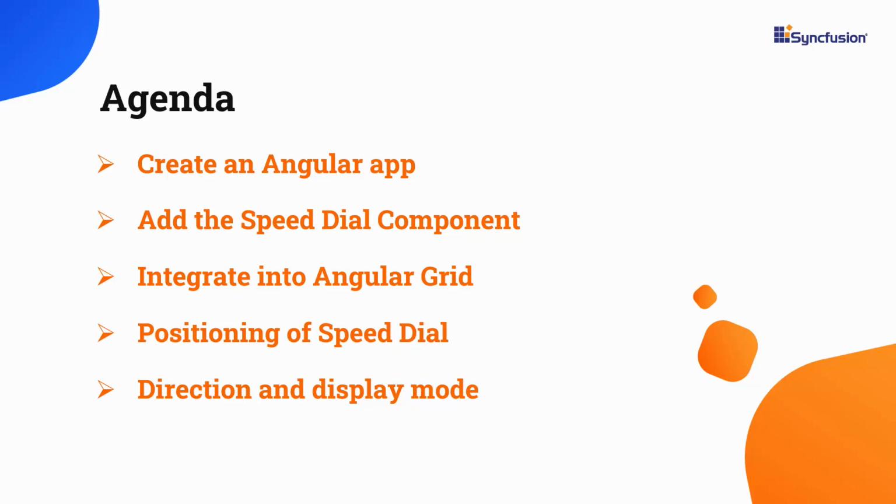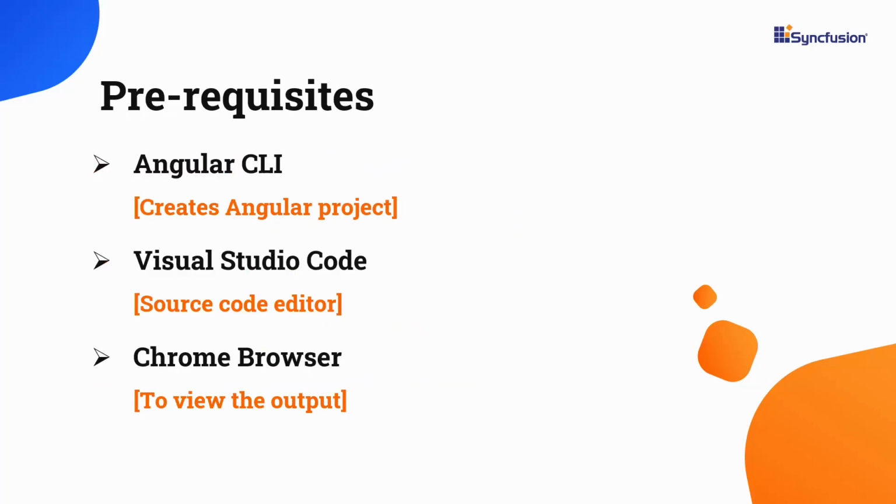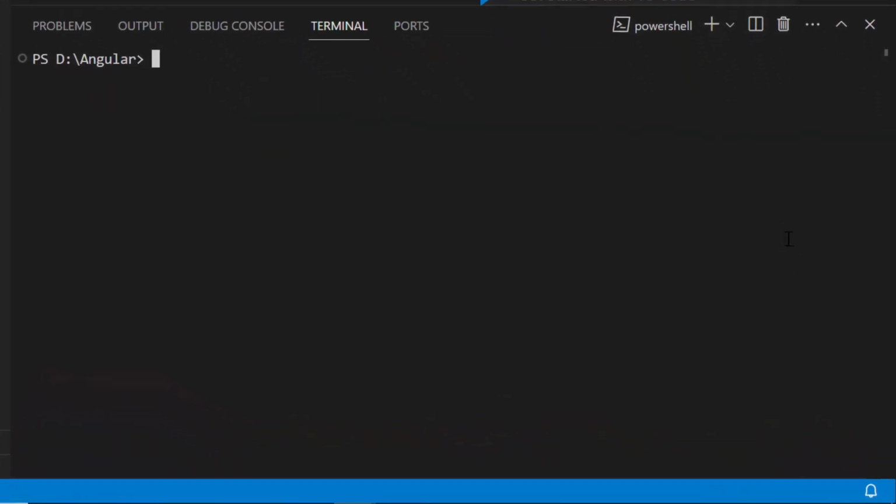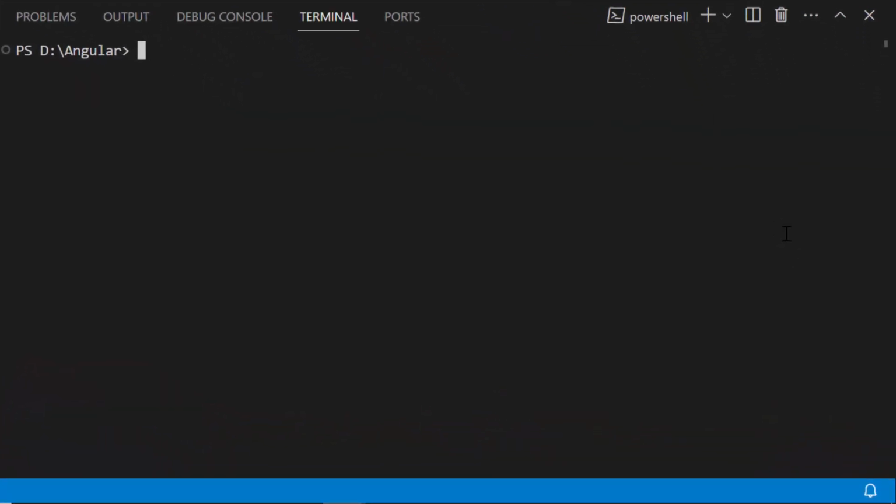I will start with the application creation process. I'm going to create an Angular application using the Angular CLI tool. Make sure you have installed the latest version of Node.js. First, open Visual Studio Code and install the Angular CLI using the npm install -g @angular/cli command. As I have already installed it, I am skipping this step here.